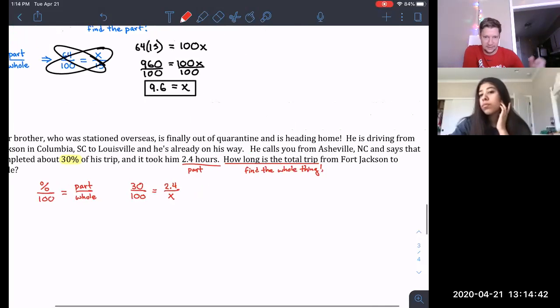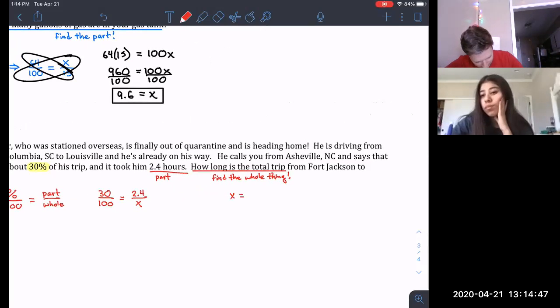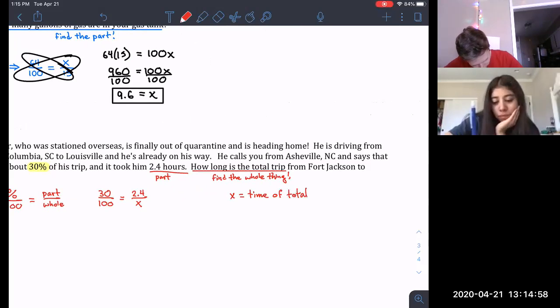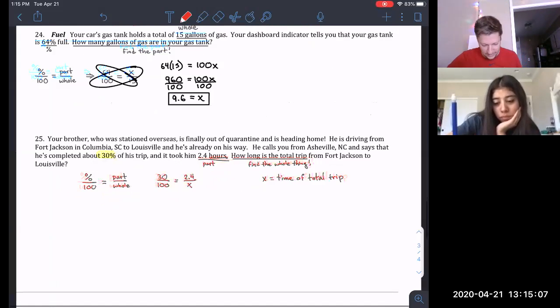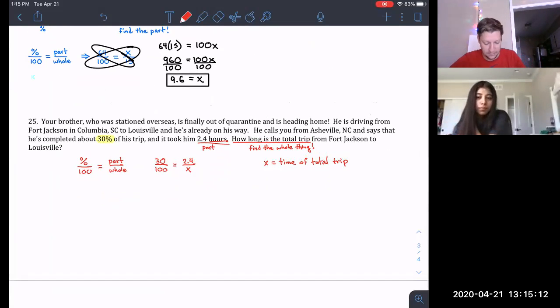Okay, and I didn't do this. I should have done this. I should do it on every problem, but we define our variables. X is time of total trip. Okay, so it's not the distance. When we get our answer, we're not going to put miles because our label here is hours. So it is actually not the length of the total trip. That question is a little misleading. So we got to be thinking logically here.